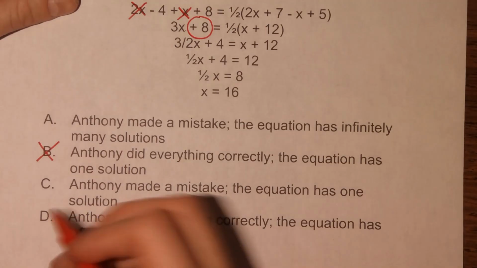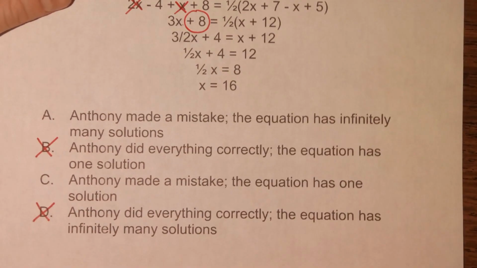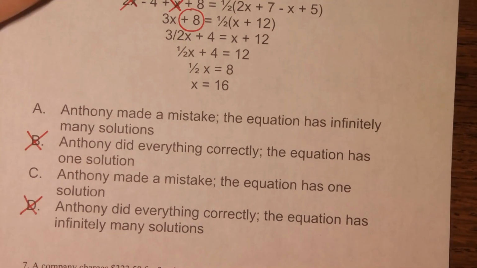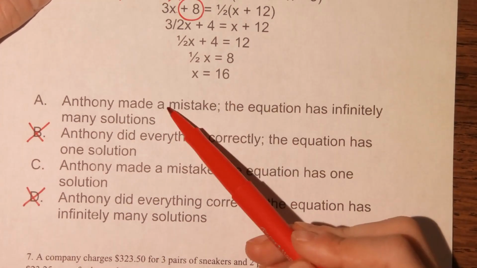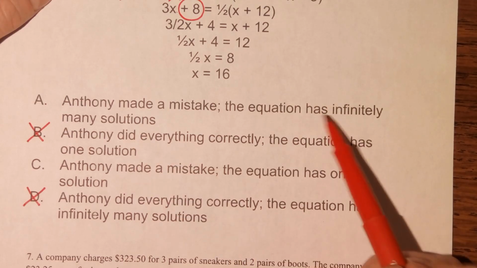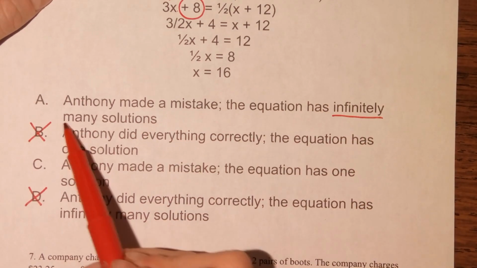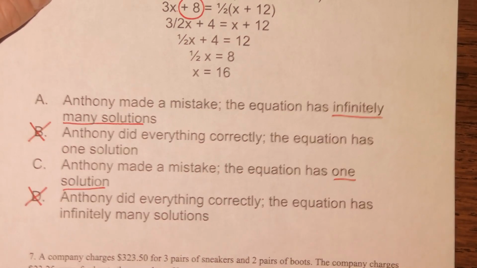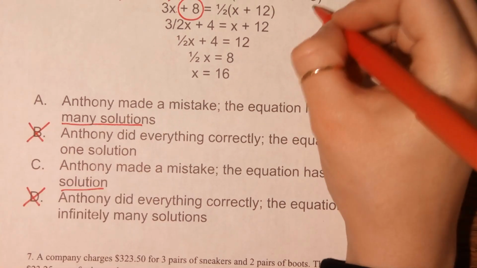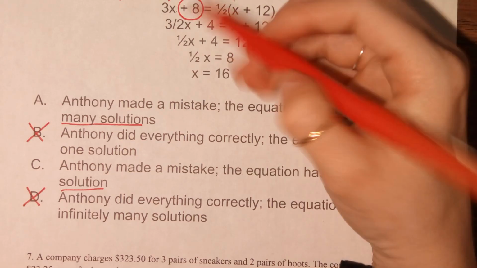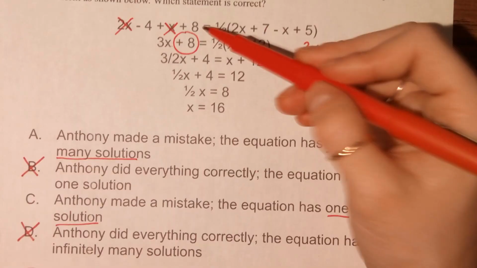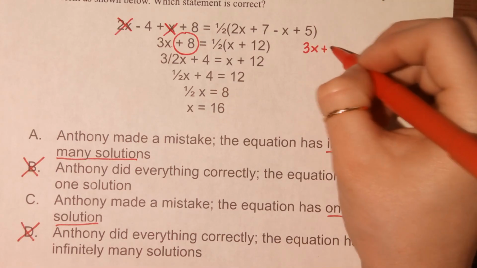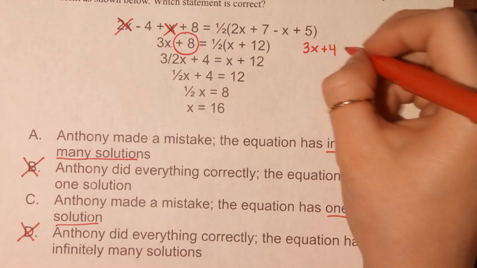Now we just need to see. So we know that he made a mistake, so it's either A or C. But we need to figure out if the equation has infinity solutions or if it has one solution. So now we need to solve it. So we can rewrite this as 3x, and we know that negative 4 plus 8 is what? Positive 4 equals 1/2 (2x plus 7 minus x plus 5).